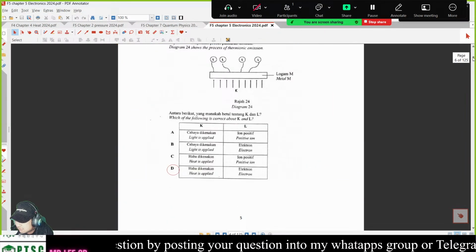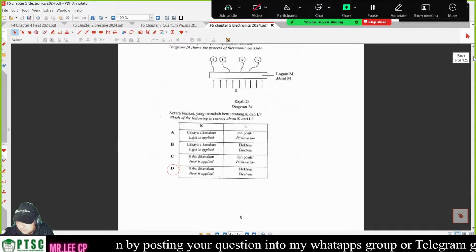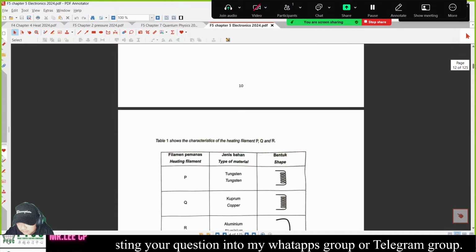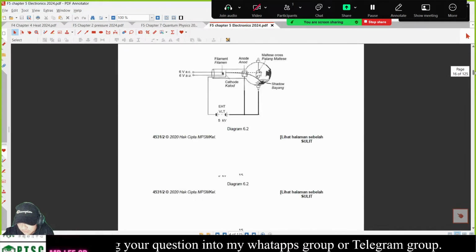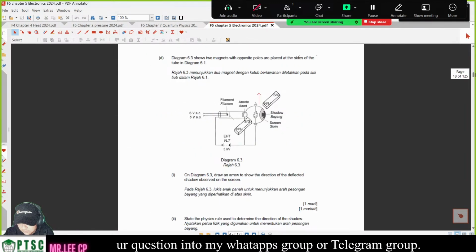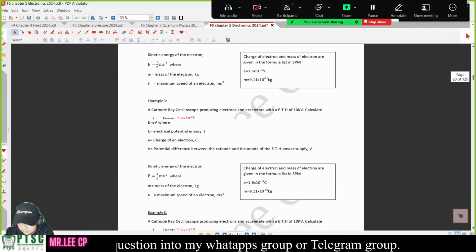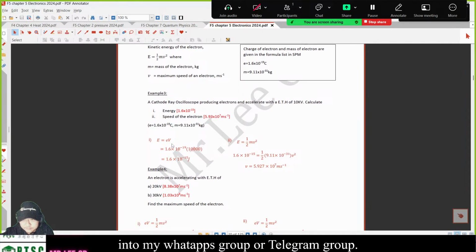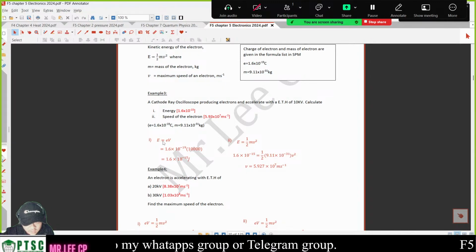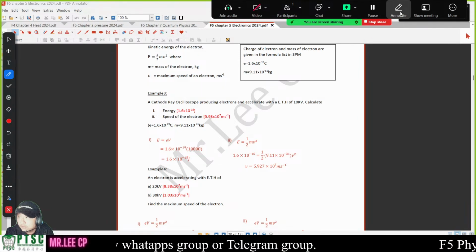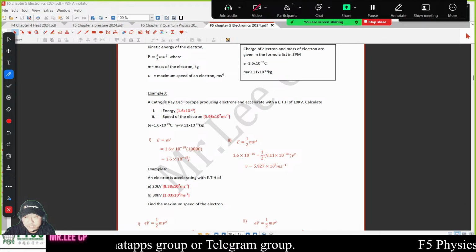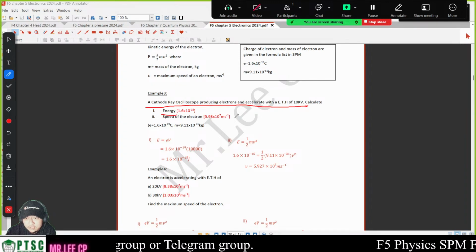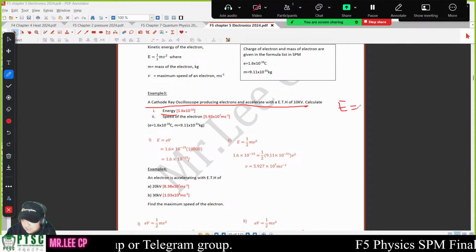Let's say we got this kind of question: the kinetic energy of the cathode ray. If not mistaken, I gave some example of this one, but I forgot where already. Energy is equal to eV. Now, for example, a cathode ray producing electrons. Find the energy. Energy is equal to eV.